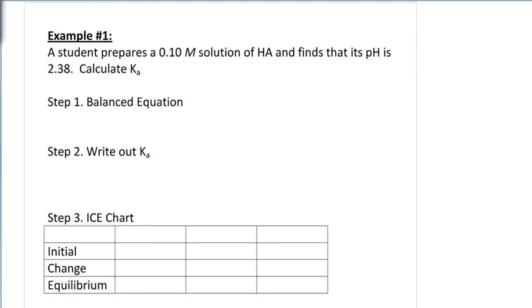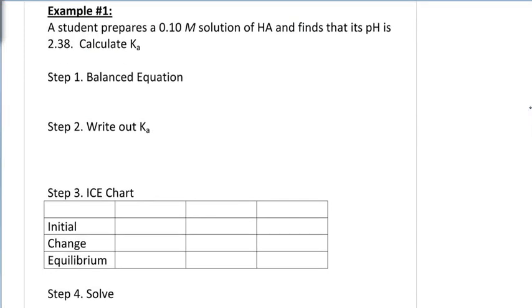Okay, let's dive right into a calculation here. Here's the kind of problem where you would need to use Ka. You're asked to calculate the Ka when you have a 0.1 molar solution of some acid, and so that's your initial concentration, and you're finding that its pH at equilibrium is this number.